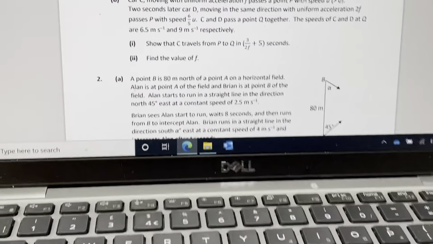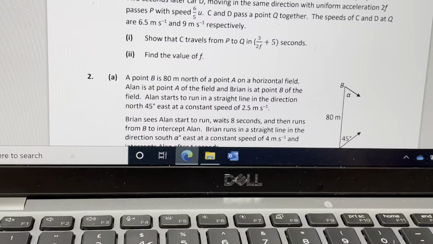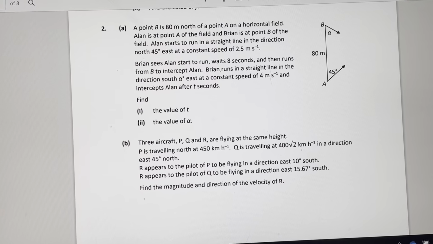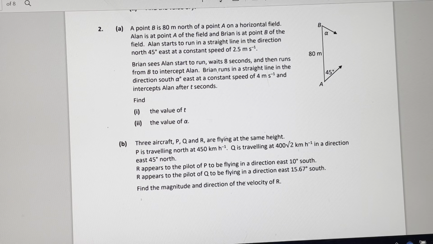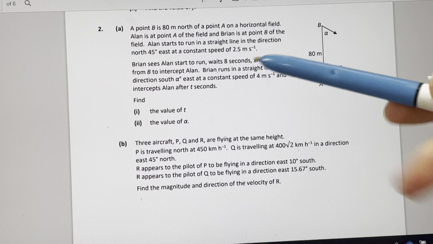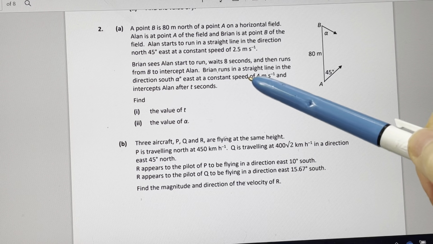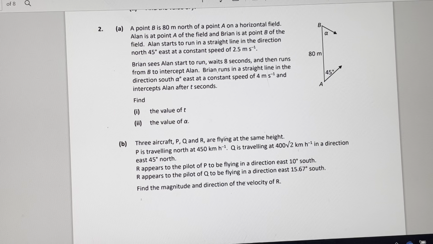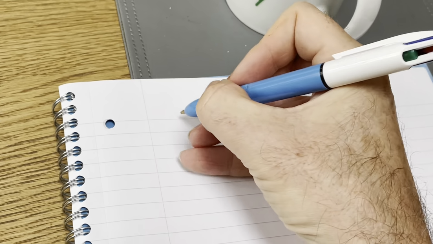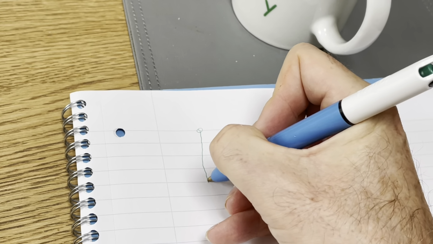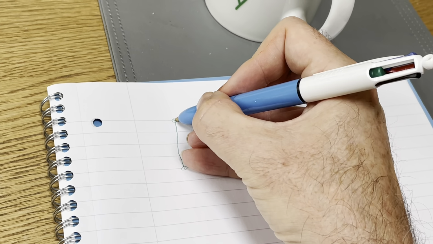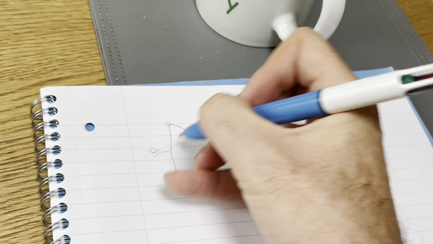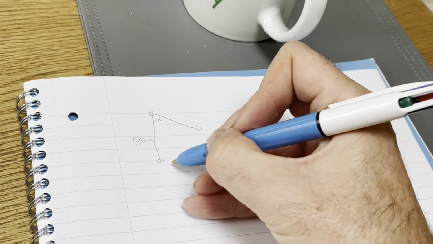Okay, so question 2, relative velocity. Two lads meeting. Okay, so find the value of t, the time taken, and also the angle that B has to go to. Well, with all these, the crucial one in relative velocity is drawing the triangle. And the key is whether to draw a velocity triangle or a distance triangle. And in this case, they've given you a nice distance there, so it lends itself to drawing a distance triangle.